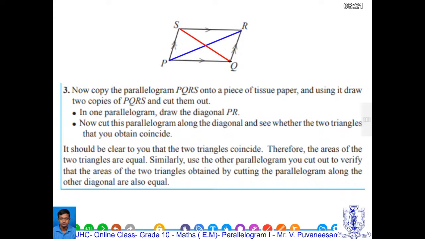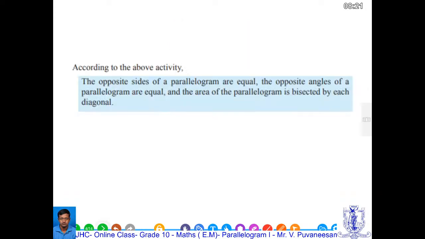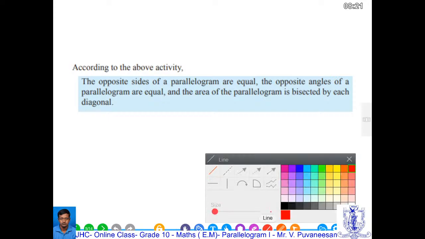First, we saw that both pairs of opposite sides are equal, then that opposite angles are equal. Now the third one: each diagonal bisects the area of the parallelogram. According to the above activity, the opposite sides of a parallelogram are equal.